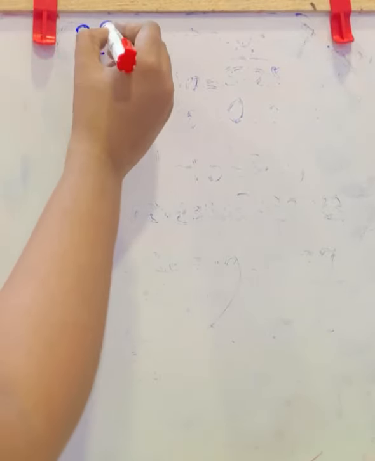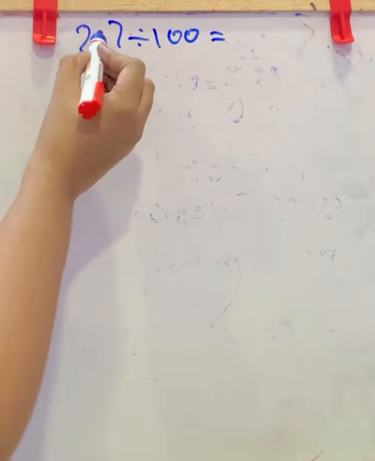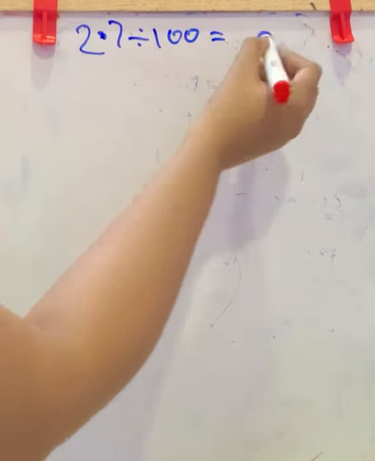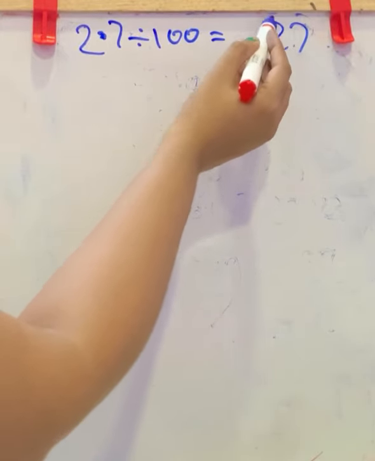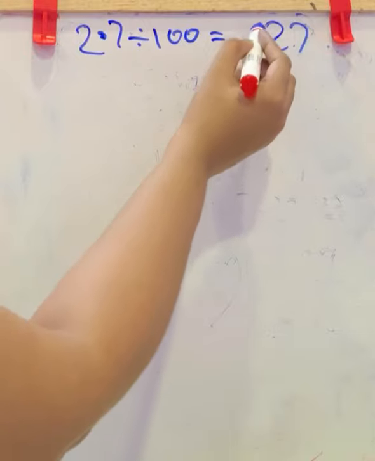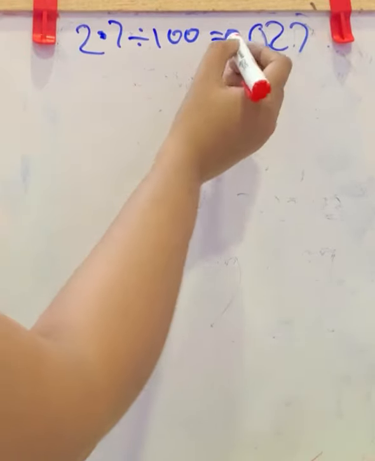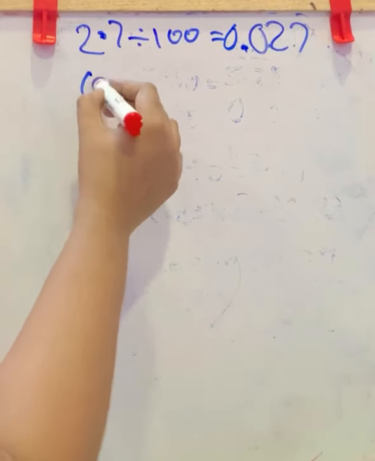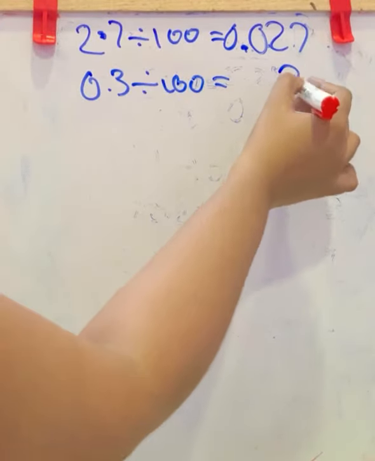That is 2.7 division 100. In 100 we have 2 zeros. So the decimal point will move 2 places to left side. So here was the decimal, 2 places to left side means it reaches here, 1 more place. So add a 0 here, 0.027. You can simply say 0.027. Now next is 0.3 division 100. Here 2 places to left side.